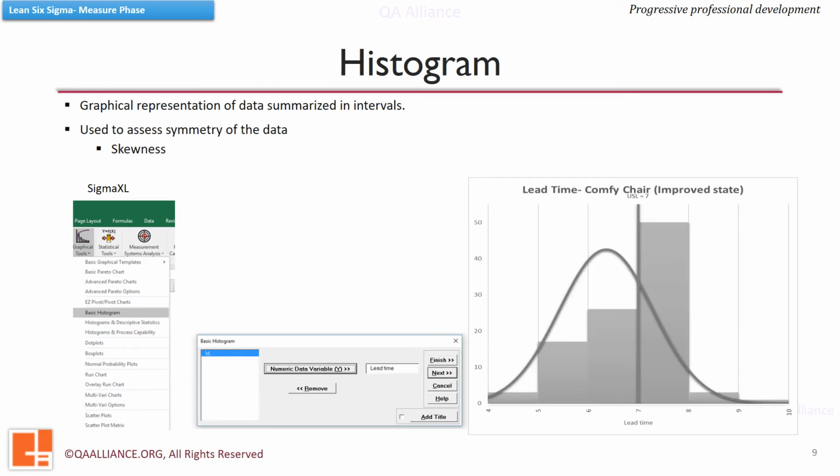A point to note. We should not conclude that data is normal if it is looking symmetric and bell-shaped in a histogram. As discussed in the previous lesson, normality of the data depends on various factors like size of the data, and to establish that data is normal, we must conduct further analysis.